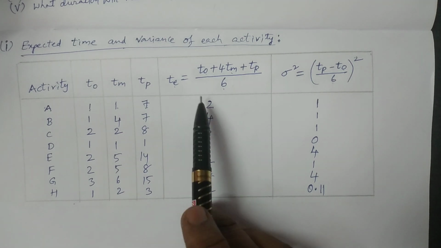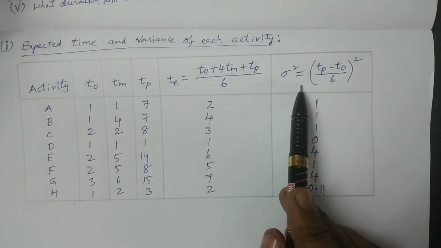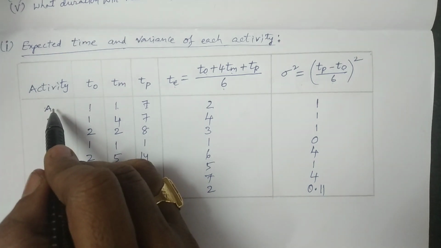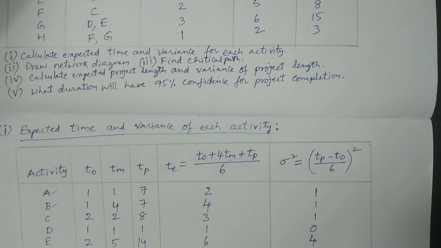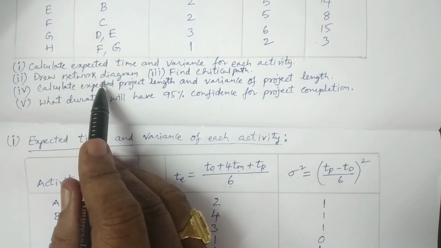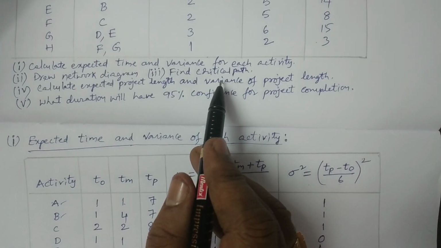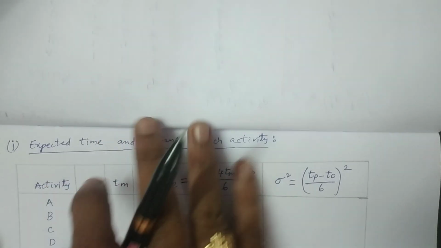Ultimately, we have calculated the expected times and the expected variance for each activity. What are the activities? A, B, C, D, E, F, G, H. Right? For these we have calculated expected time and variance. This is the answer for the first question. Now you have to draw the network diagram and find the critical path. These are the two questions we answer based on the given data.